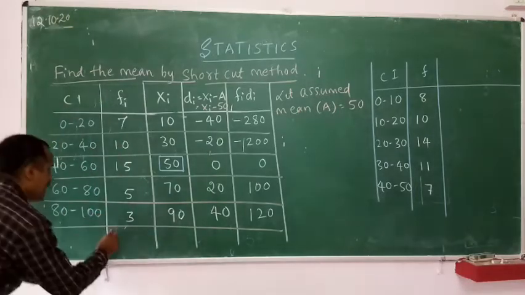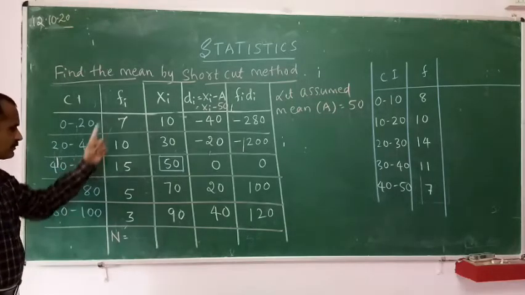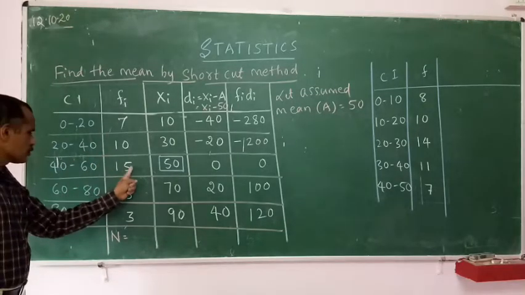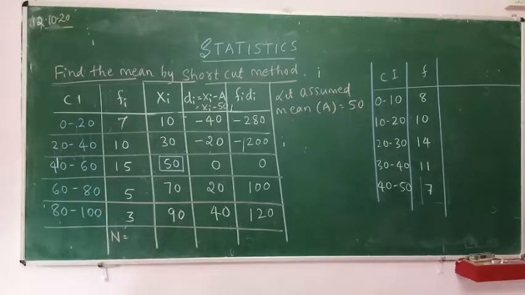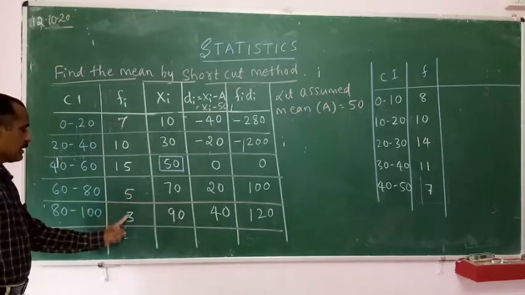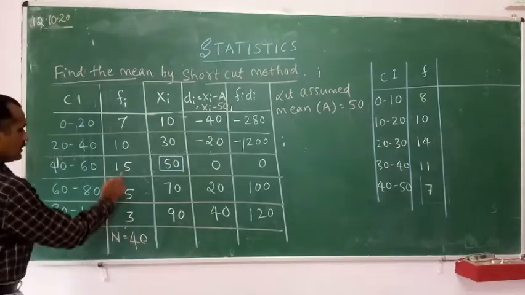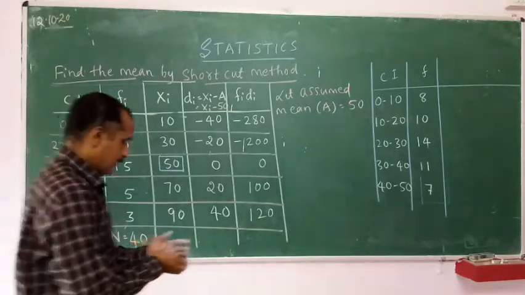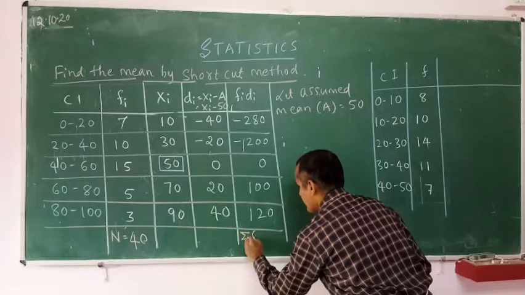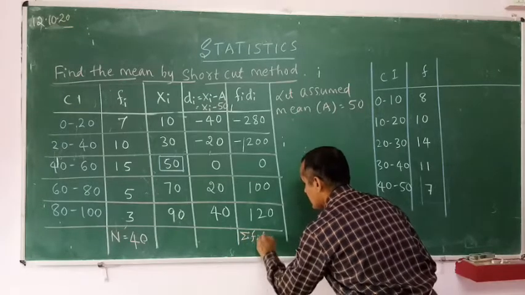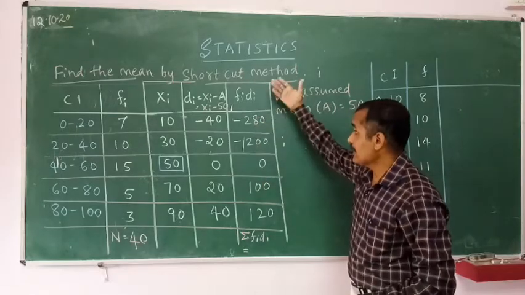I will call it as n. N is equals to 17, 27, 32, 37 and 40. N is equals to 40, is it right? And if I add here, sigma fidi is equals to, I can't add directly. I have to separately add.